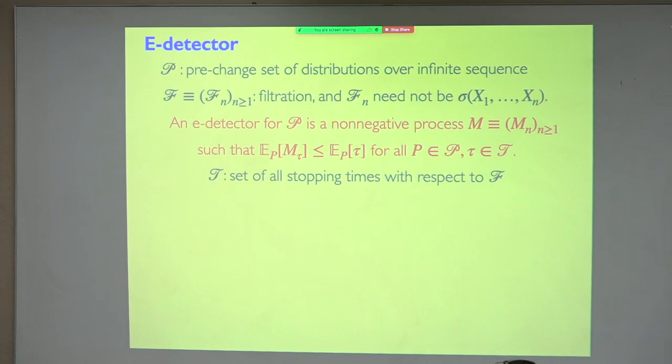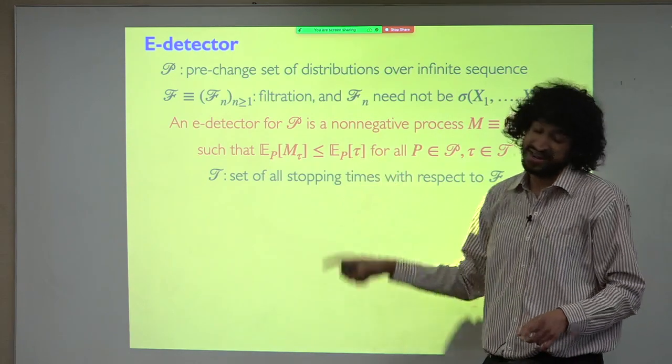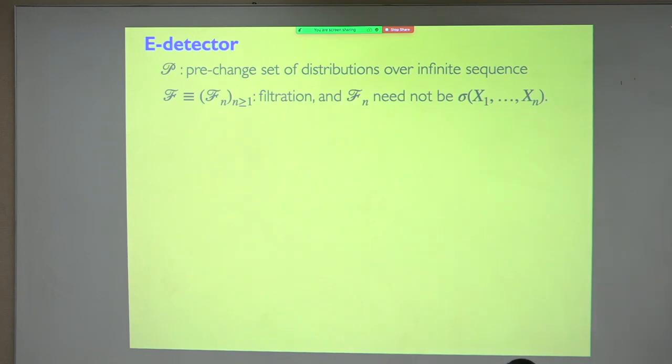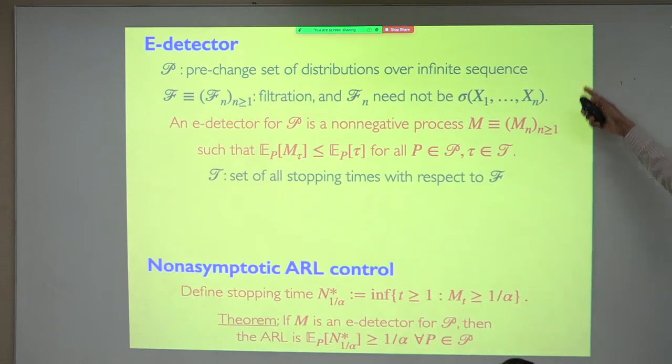Okay, so if you remember the definition of an e-process, it's a sequence of non-negative random variables where the expected value at any stopping time is at most 1. Now I have a non-negative process such that the expected value at any stopping time is at most the expected value of tau. So it's something different. It's not an e-process, it's an e-detector. Its purpose is different.